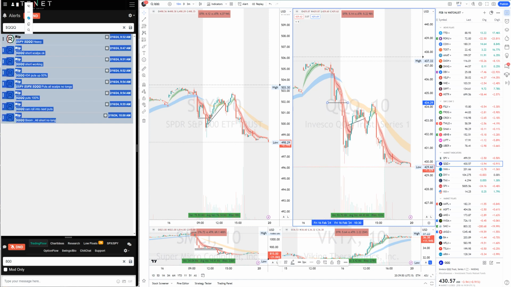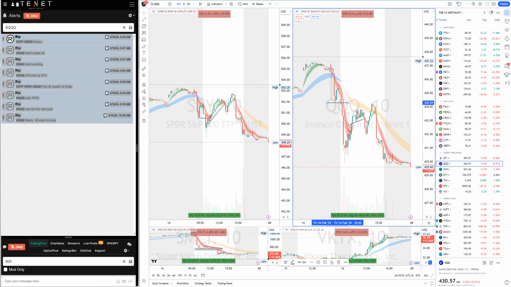Here you can see the time stamped guidance on QQQ on the morning shorts. So that was a nice trade in the morning for us, so there's a timestamp guidance. Let's go to the next.